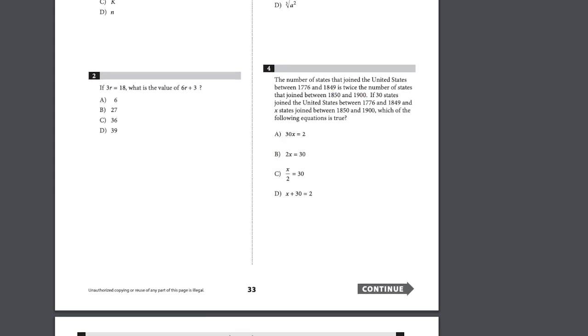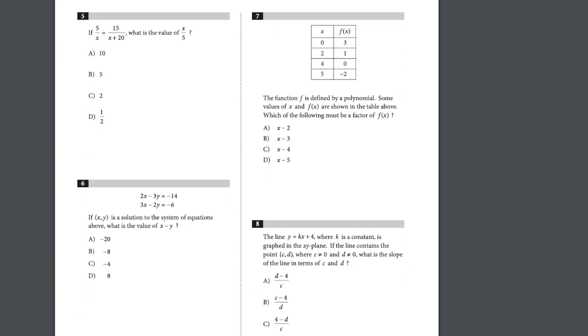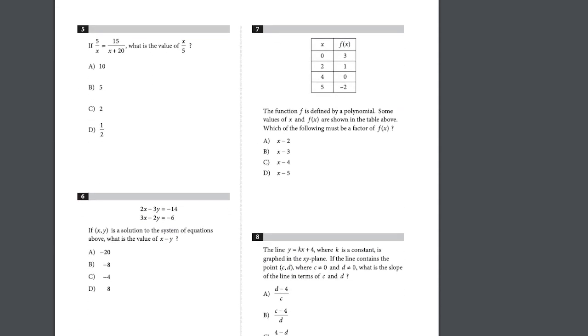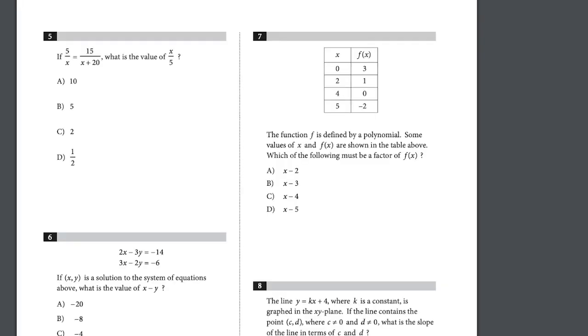Okay, number 5. Number 5. If 5 over x equals 15 over x plus 20, what is the value of x over 5? Yeah, I'm zooming. Let me try 2. No, 175 is too much. 150 is more of a sweet spot for me. 125 is just not enough. I like to make things big, maximize them out, and maybe this helps you guys see better. I really don't know. But let's see.